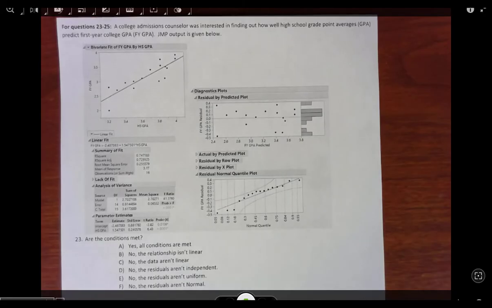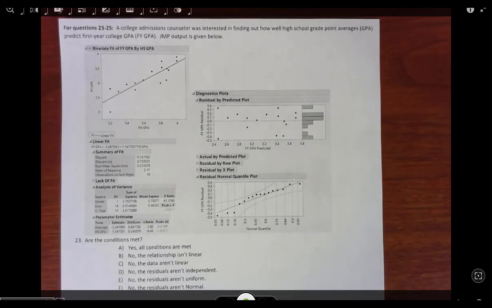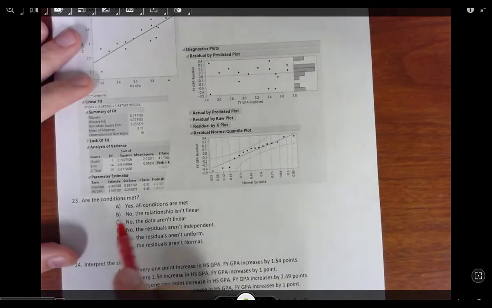So a college admissions counselor was interested in finding out how well high school grade point averages predict first-year college GPA. So the JMP output is given below. So we know, are the conditions met? So there are 4 conditions we want to check.